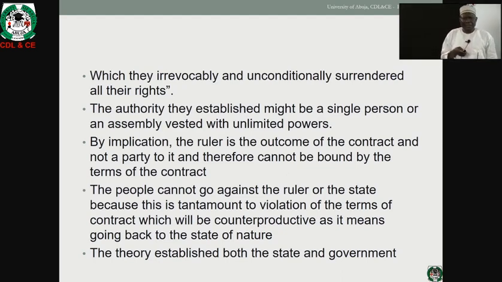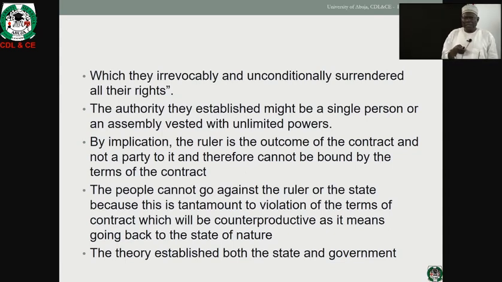By implication, the ruler is the outcome of the contract and not a party to it, and therefore cannot be bound by the terms of the contract. The ruler cannot be held responsible for any breach of the agreement. The people cannot go against the ruler or the state, because this would amount to violation of the terms of the contract, which would be counterproductive, as it means going back to the state of nature.